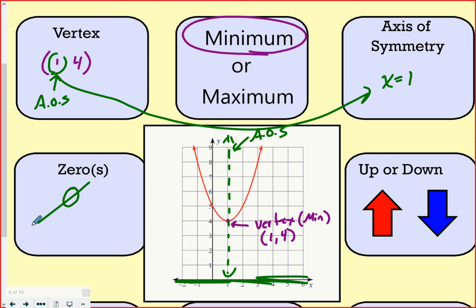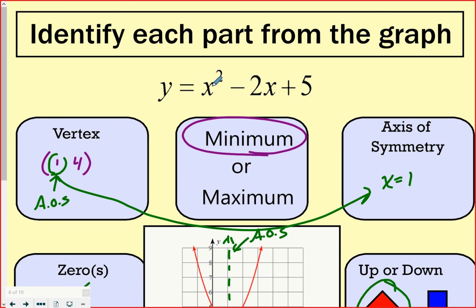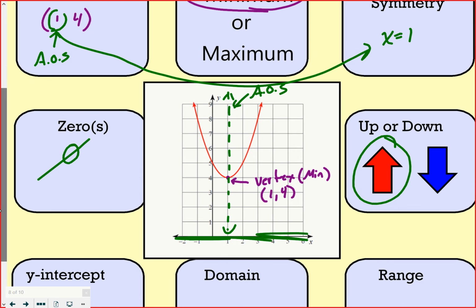The next part is asking us, is it opening up or down? Well, by looking at the graph, I can see that my graph is opening up, right? But if I didn't have the graph, I'm going to look at my A value, and I see that my A value is 1, which means that my A is going to be greater than 0, which means it's positive. So therefore, I know my graph is going to open upward. But by looking at the graph, I can see that it's opening up, so therefore I don't really need to do that.